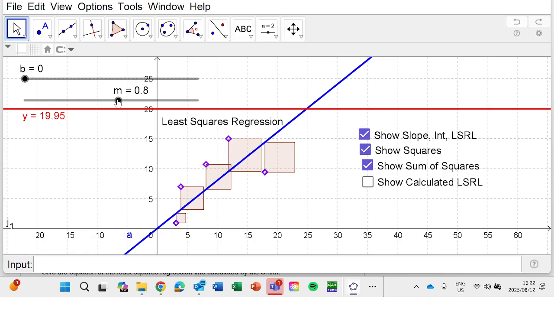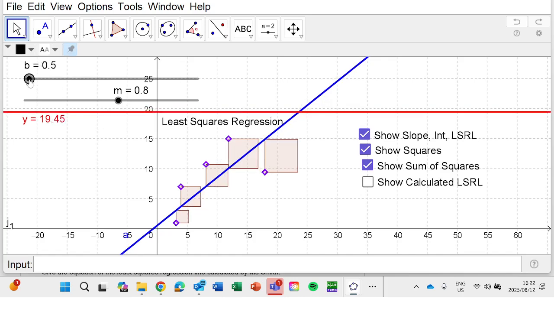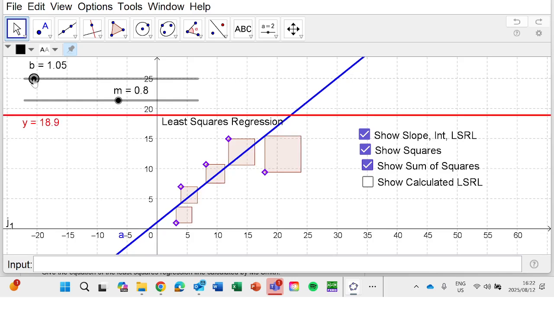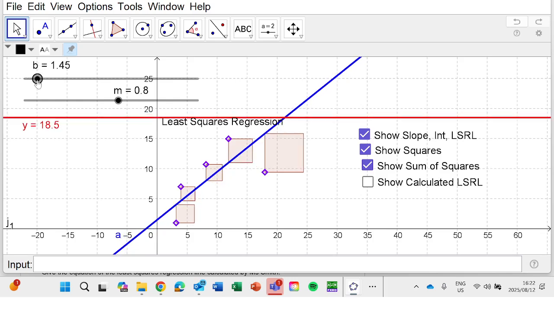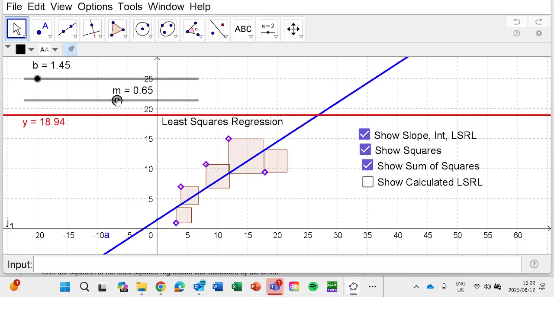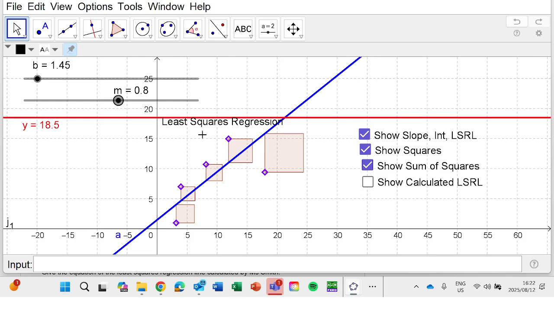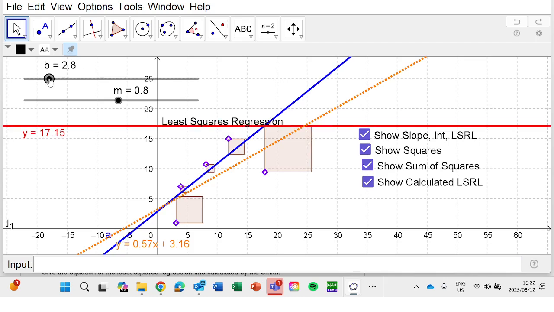Now I want to show you that if we move this line up a bit, this is actually a better least squares regression line, because the total area of all these squares is decreasing. We can play around with this and you can see it gets better or worse. Now I'm going to show the calculated least squares regression line, which is what your calculator would give you. It's over there, at 0.57. That line is better.